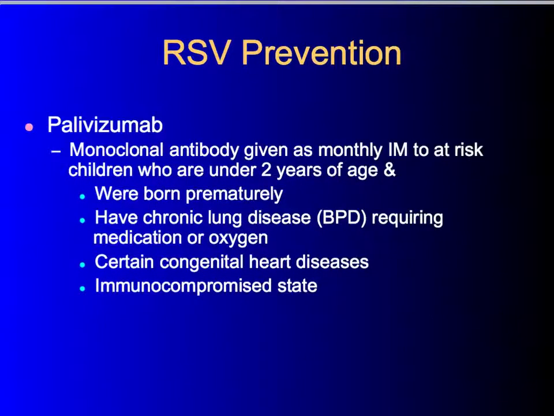So RSV prevention, as I mentioned before, is by the palivizumab or Synagis immunizations, which is a monoclonal antibody given as a monthly IM injection to at-risk children who are under 2 years of age and were born prematurely and have chronic lung disease such as BPD requiring medication or oxygen, or under 2 years of age and have certain congenital heart diseases, or under 2 years of age and are in an immunocompromised state.